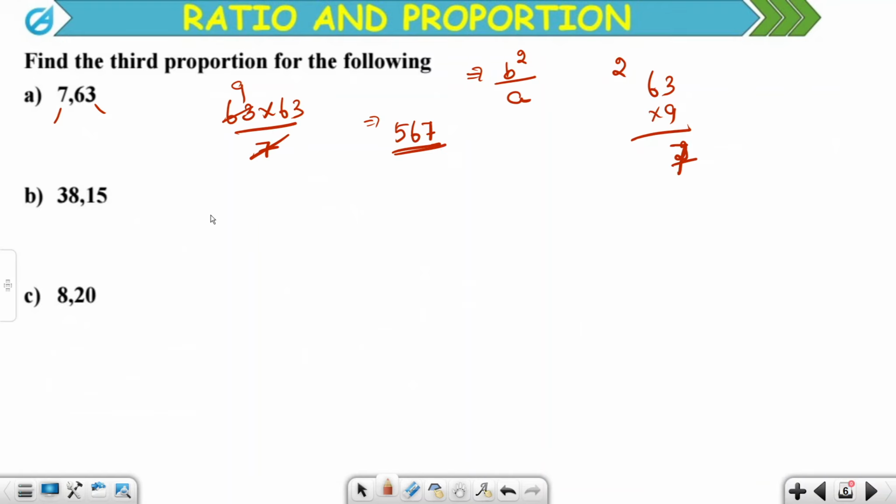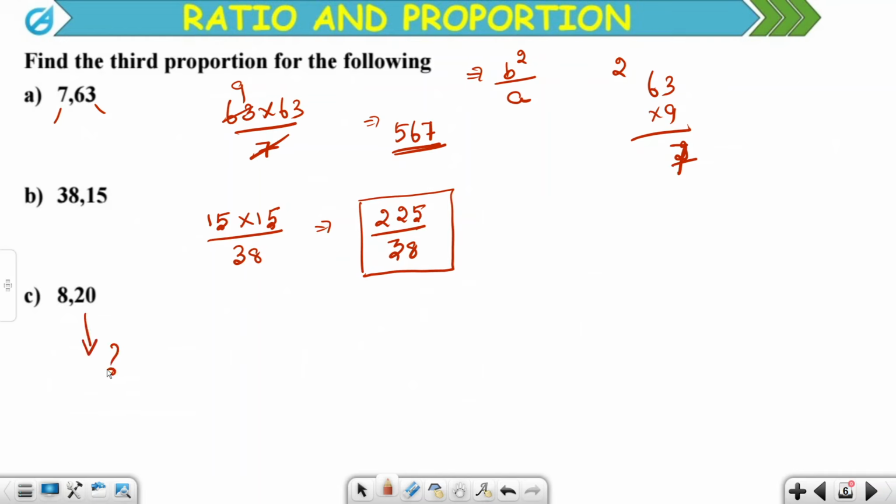So similarly here, what is B's value? B's value is 15, and 15 divided by 38. So what will be the third proportion for 38 and 15? It is nothing but 225 by 38, because we can't cancel 38 and 15, right? So the answer will be in fraction form, which is nothing but 225 by 38. So similarly, find the answer for this question and comment your answers in the comment section.